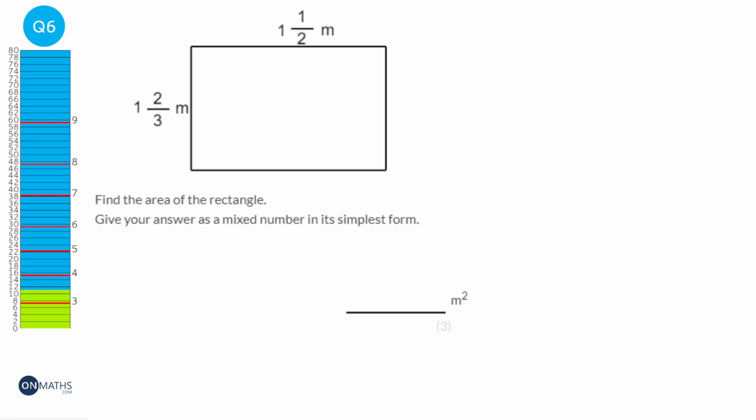To work out the area of a rectangle, we just multiply the width and the length. Here they are mixed numbers, so all we do is the width times the length.